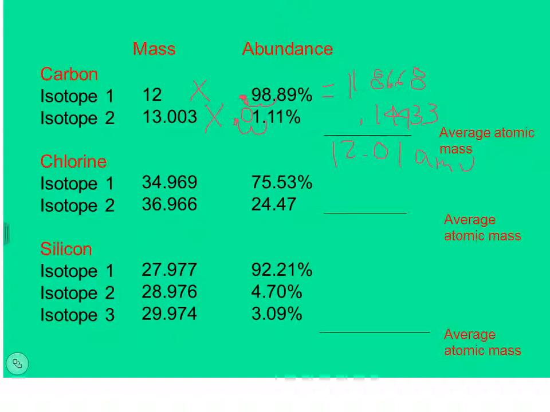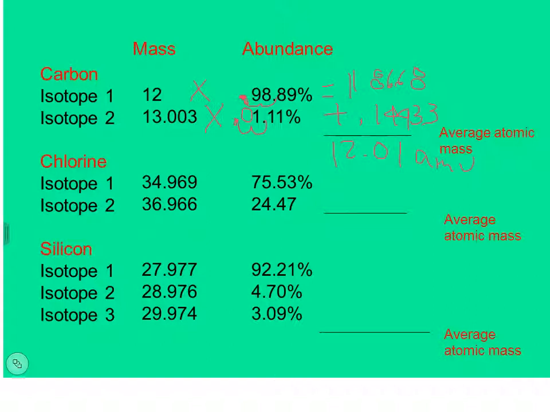All right, so what did I do? I changed the percent to a decimal. So step 1, change the percent to a decimal. Step 2, multiply across. And the last thing we did was we added down. So multiply across, add down. That's the pattern. Let's look at the second one.